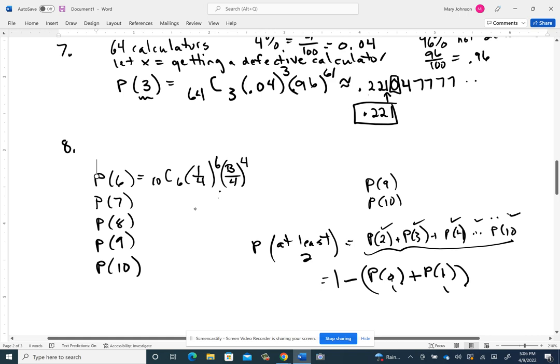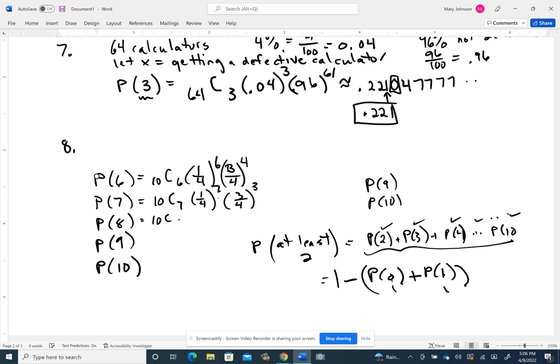Okay, and you would set up that same thing on all of these. 10, choose 7. Probability of getting it right would be 1/4. I want 7 of them right, but then that means 3 of them would be wrong, and the probability of being wrong would be 3 out of 4. And you would keep doing that similar setup on all of them. So what you're going to do is calculate each of these, and then once you're finished, you're going to add them all up.